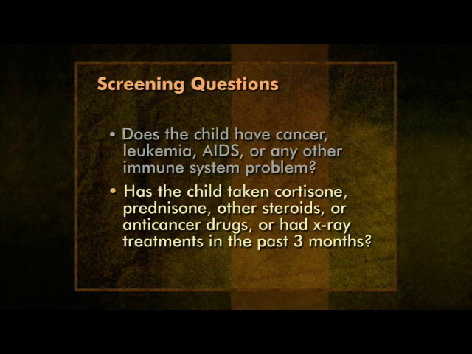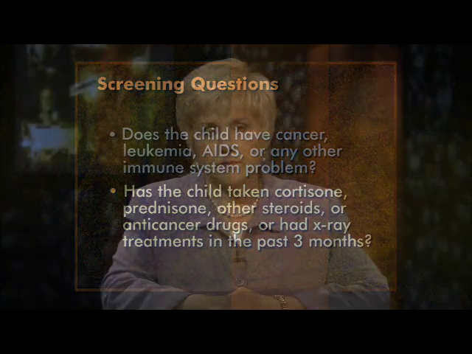All inactivated vaccines may be given to immunosuppressed persons, although the response to the vaccine may be suboptimal. Also remember that having an immunosuppressed person in the household is not a contraindication to vaccination of a healthy child. The next question is also related to immunosuppression. Has the child taken cortisone, prednisone, other steroids or anti-cancer drugs, or had X-ray treatments in the past 3 months?